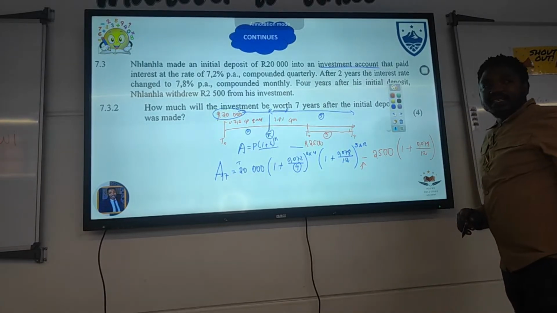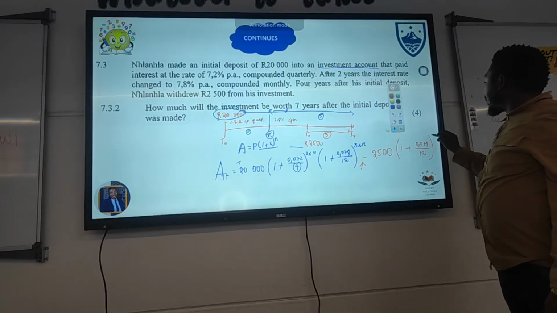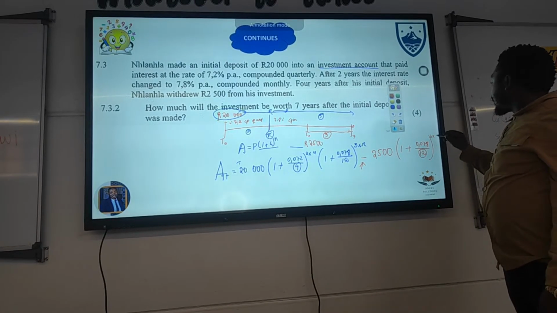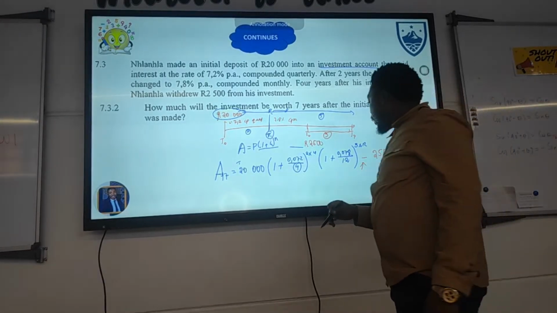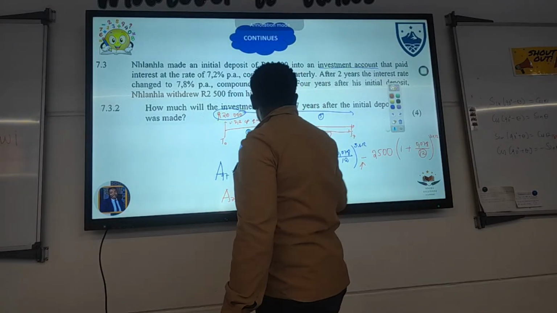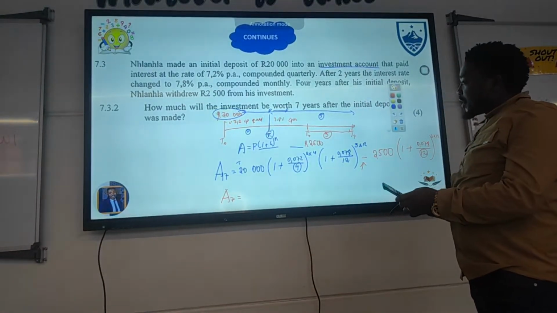So we have lost interest on the 2,500 that would have made us an interest for 3 years. Then multiply by the number of years, which is 3. But remember, it's compounded monthly, so we also multiply by 12. And then you press this in a calculator as it is. Apologies, and it will give us the answer.